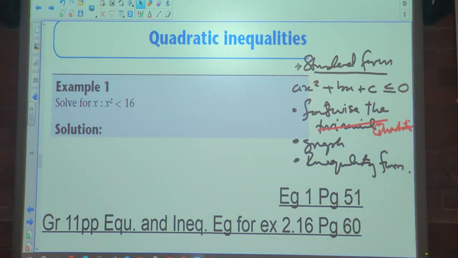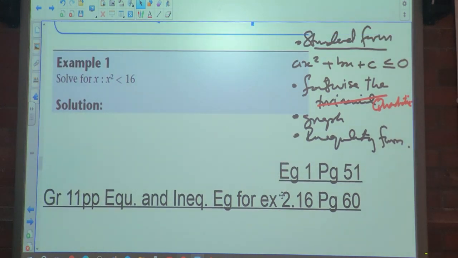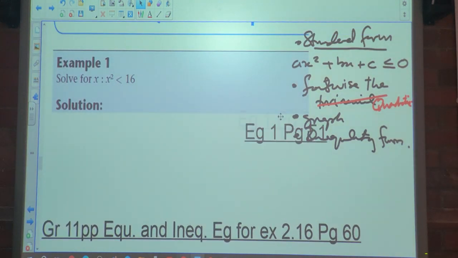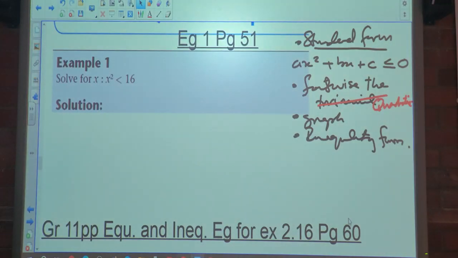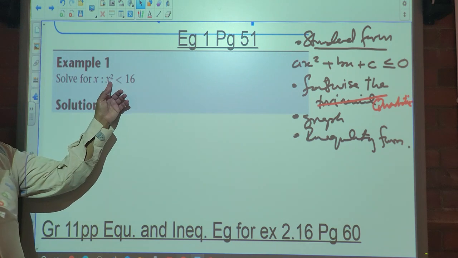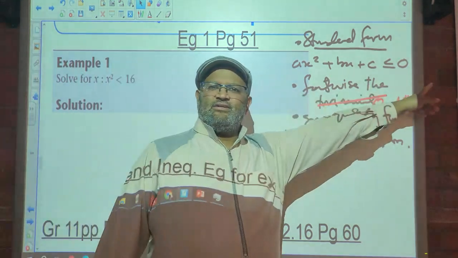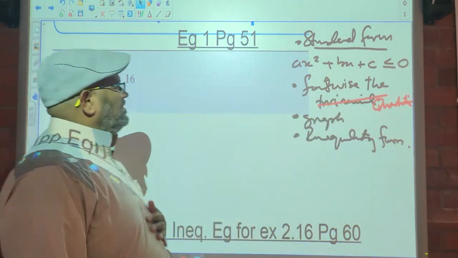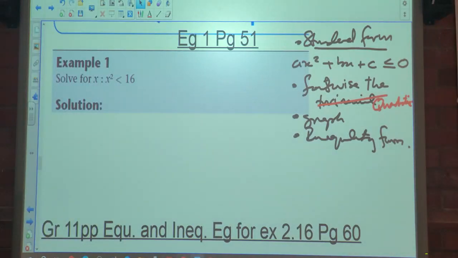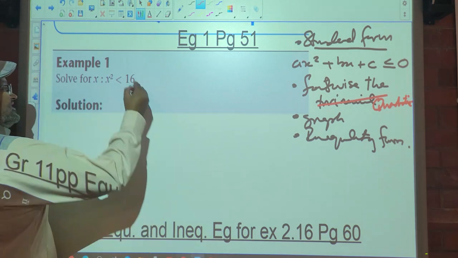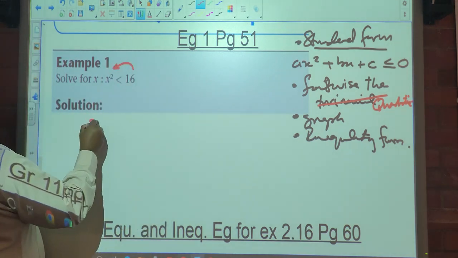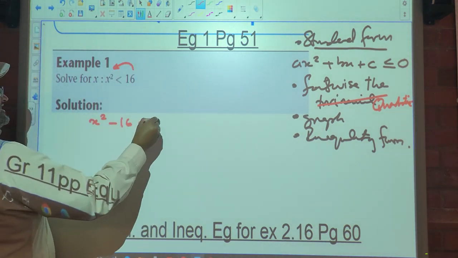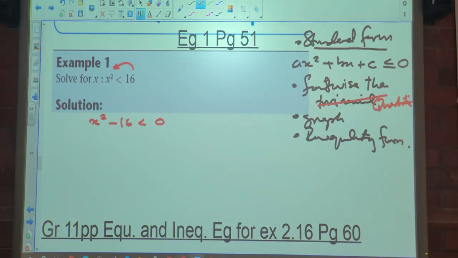Right, so let's address this question then. We would first need to write this in standard form. Is it in standard form? No. We must have 0 on the other side. Can you see that? So what do I do first? Take the 16 over. If I take the 16 over, what do I get? x squared minus 16 is less than 0.